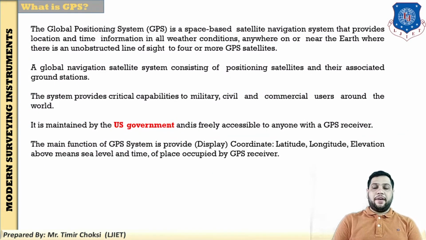Now students, I have explained GPS. So what is a GPS? I have explained: the Global Positioning System is a space-based satellite navigation system that provides location and time information in all weather conditions anywhere on or near the earth where there is an unobstructed line of sight to four or more GPS satellites.